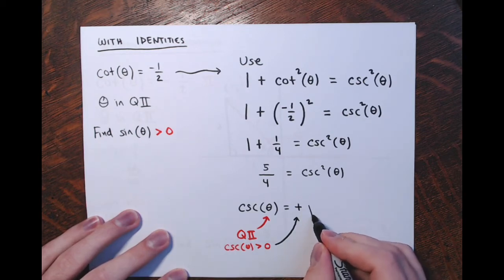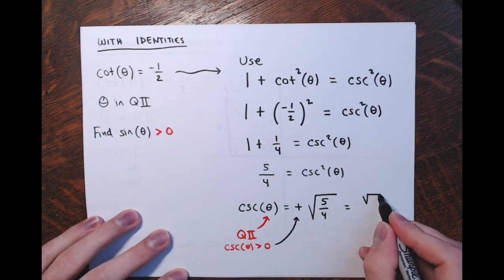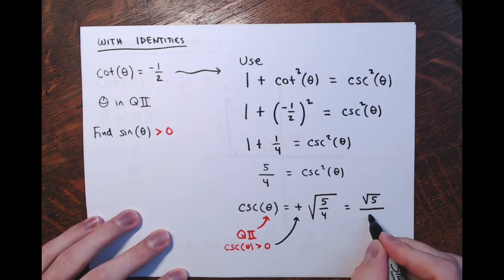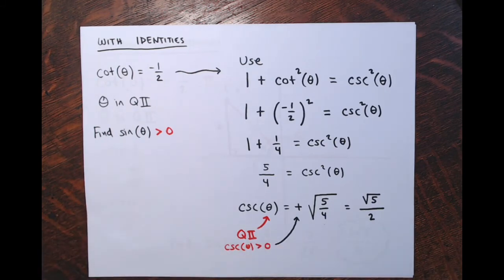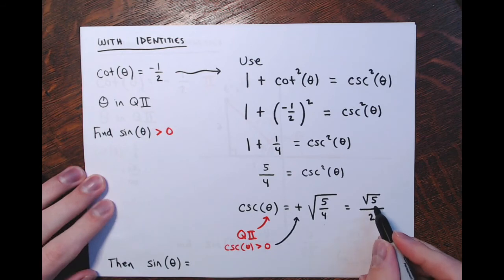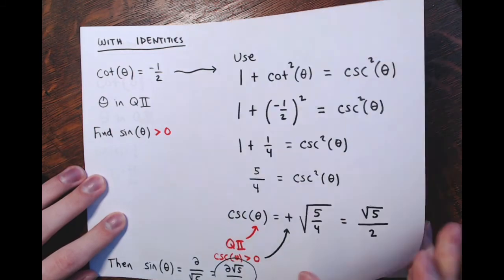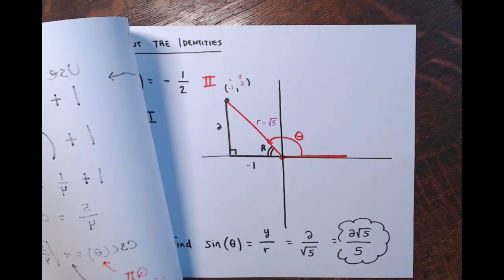So positive square root of 5/4, which, if I simplify this, is the square root of 5 divided by the square root of 4, which is 2. And that's the cosecant of theta. And then we can use our reciprocal identities, right? Now that I know the cosecant of theta, then the sine of theta is just the reciprocal of that, right? The sine of theta would be the reciprocal of this, so instead of square root of 5 over 2, it's 2 divided by the square root of 5, which when rationalized is 2 times the square root of 5 divided by 5. Exactly what I got on the previous page when I drew that picture. 2 times the square root of 5 divided by 5.